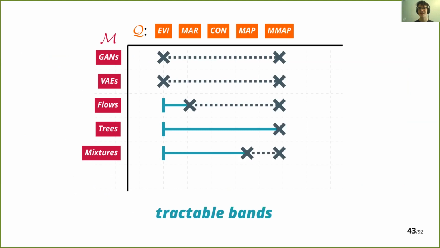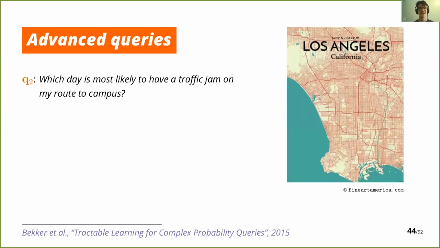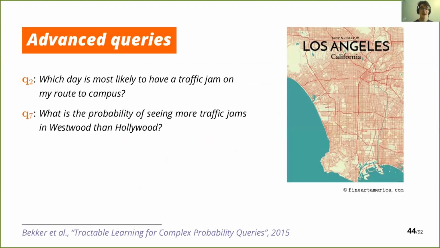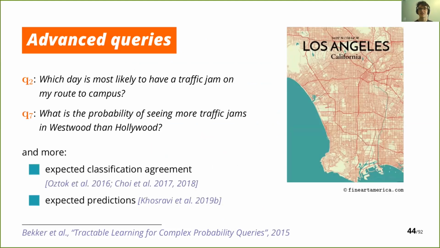This is somehow sad, even more if we think that maybe in the real world, for decision making in the wild under uncertainty, we would like to answer more advanced queries than this, right? More advanced than marginal MAP. For instance, we might ask the query that I showed you at the beginning: which day is most likely to have a traffic jam on my route to campus. And this involves marginals, performing maximization, and logical events. Or we can also try to ask, what's the probability of seeing more traffic jams in Westwood than Hollywood? This in a sense would require counting and performing some sort of comparison between different groups, in this case neighborhoods, Westwood and Hollywood. And there are a bunch of other queries that are going to be touched on in the second part of the tutorial, so I'm not going to spend much time on them.